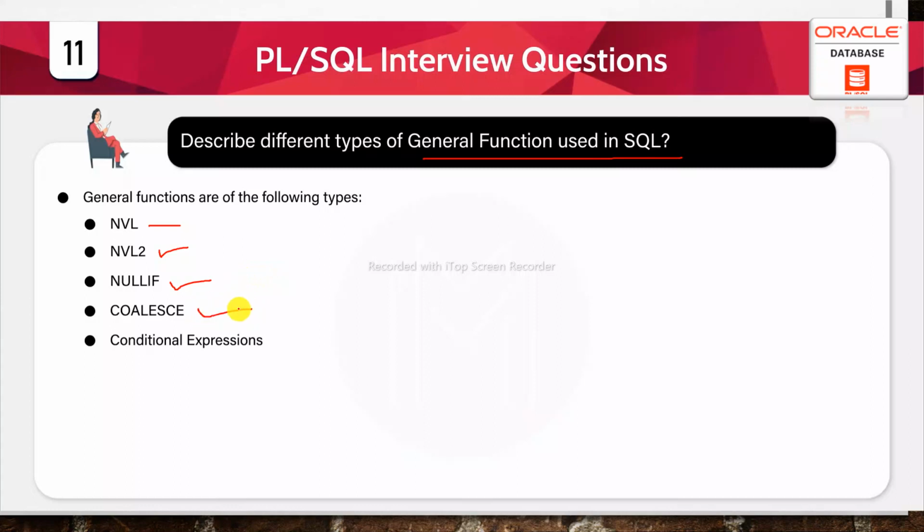Then the coalesce function. The coalesce function will take n number of arguments and it will fetch only the first not null value. Suppose we have a series of not null and null values, it will select from the left-hand side, check which value is not null, and fetch that not null value in this coalesce function. And last we have conditional expression.